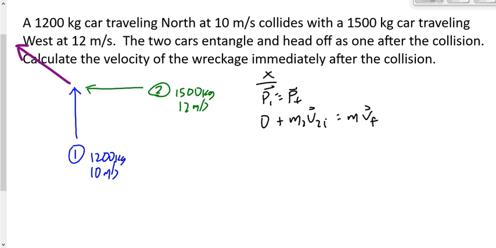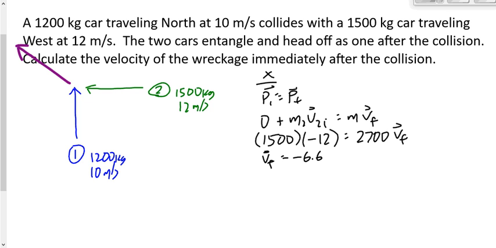Now, even afterwards, it's not completely x component, right? But we know at least part of it is x component, so we can't get rid of that term. m2, 1,500 kilograms, times negative 12 equals 2,700 kilograms times V. Gives me VF. That x component is negative 6.66667 meters per second.